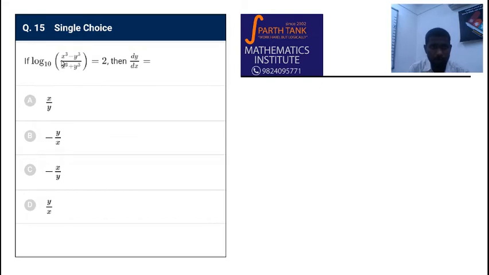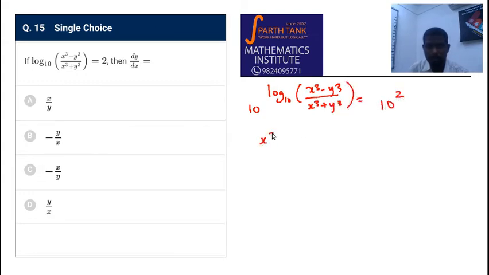Log of (x cube minus y cube) by (x cube plus y cube), base 10, is equal to 2. Then dy by dx is how much? Don't directly try to differentiate this, let us try to simplify this. Raise both sides to the power of 10, that is 10 raised to log 10 of (x cube minus y cube) upon (x cube plus y cube) is 10 the whole square. So this becomes x cube minus y cube by x cube plus y cube is 100.